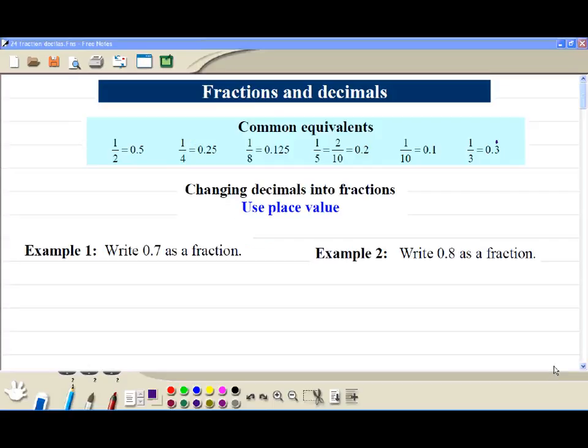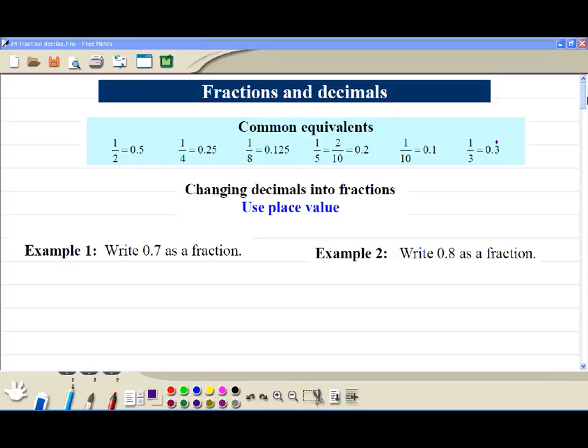Fractions and decimals, these are common equivalents. 1/2 is equal to 0.5, 1/4 is equal to 0.25, and so on. First we're going to change decimals into fractions, and we use this method, the place value.